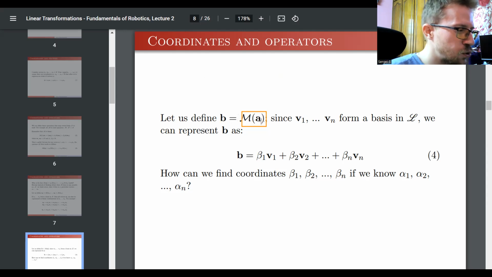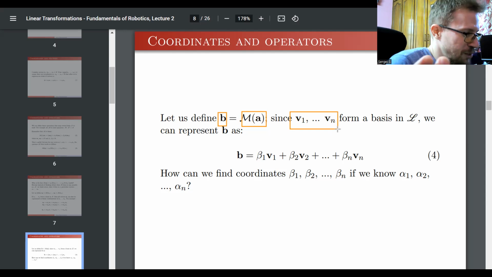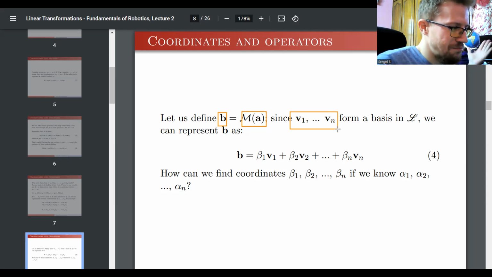So we want to transform A using operator M. And we define the resulting vector as B. We just call it B. We say you apply M to this vector A, what you get is B. Okay. And since V1, V2, Vn is still a basis, like it always was a basis, it is still a basis.